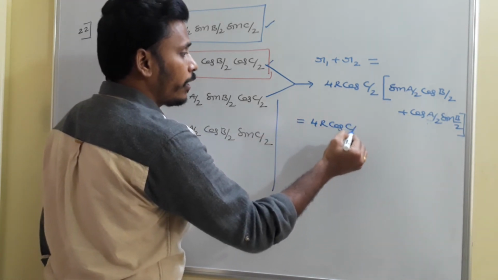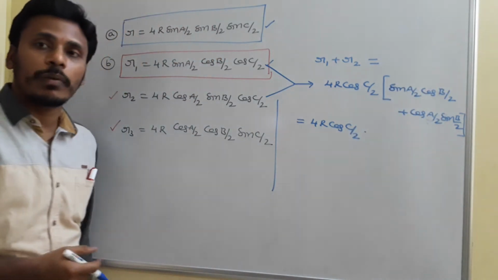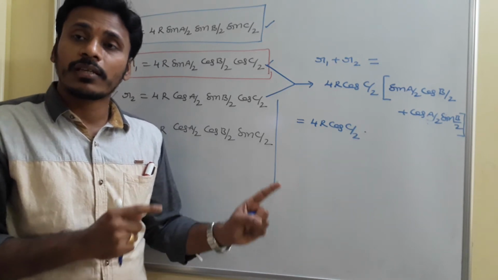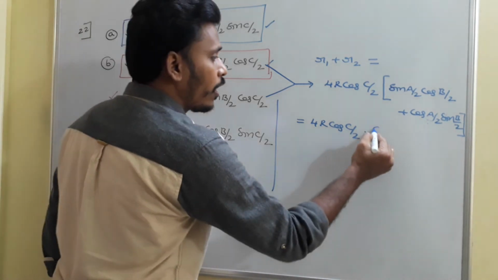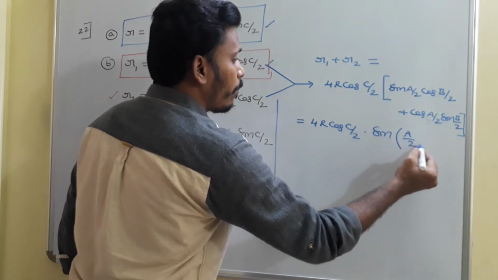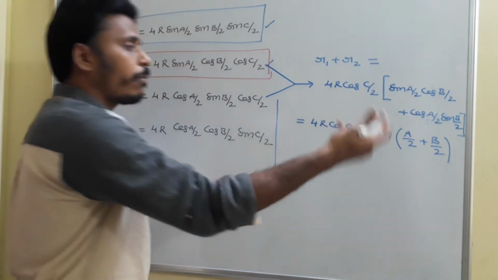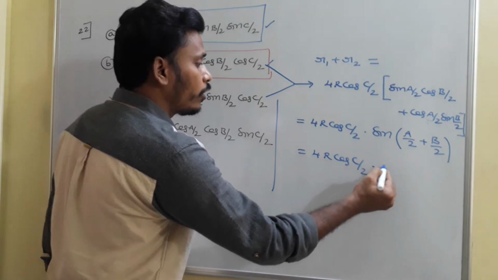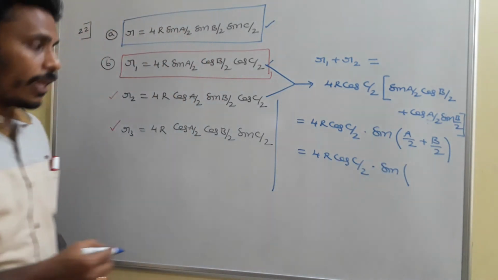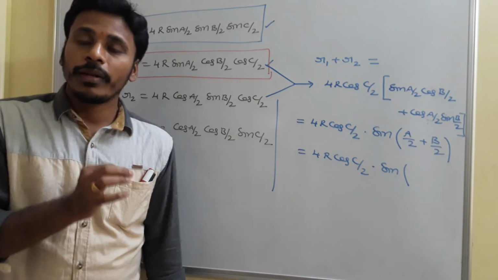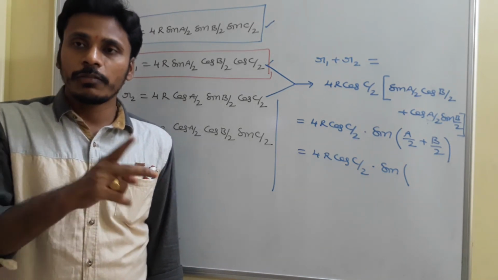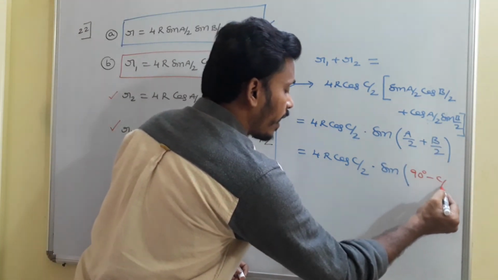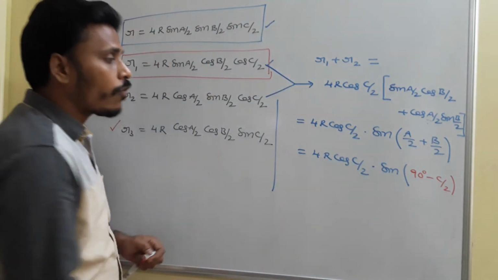So this is equal to 4r cos c by 2. Now this sin a by 2 cos b by 2 plus cos a by 2 sin b by 2 is of the form sin alpha cos beta plus cos alpha sin beta, which is sin of alpha plus beta. So this is simply sin of a by 2 plus b by 2. So this is equal to 4r cos c by 2 into sin of a by 2 plus b by 2. We know that a plus b plus c is 180 degrees, so a by 2 plus b by 2 plus c by 2 is 90 degrees. So a by 2 plus b by 2 is simply 90 minus c by 2. And now sin of 90 minus c by 2.